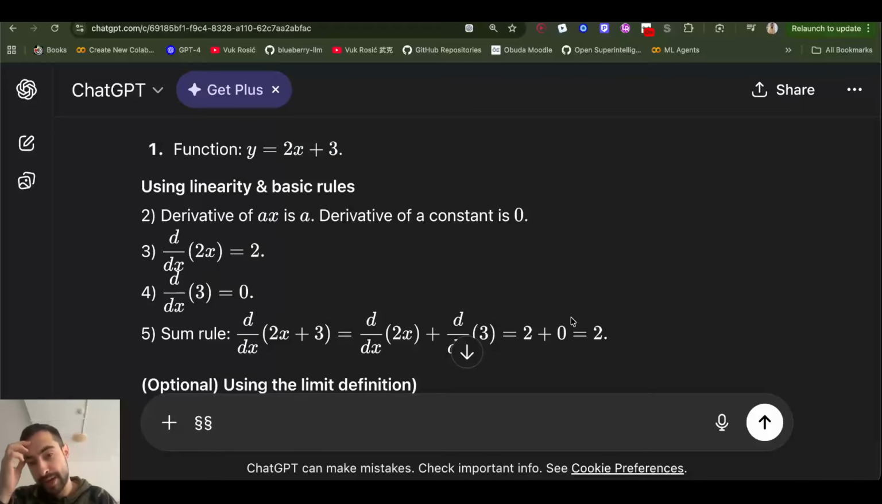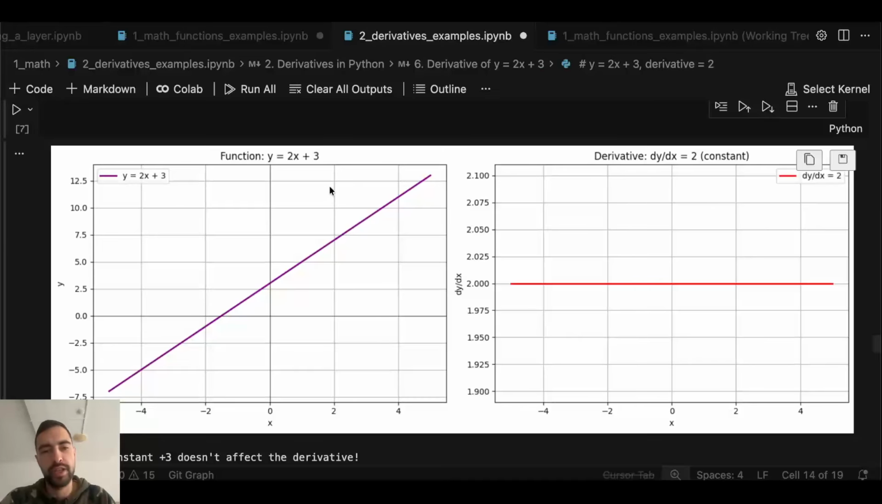So you can practice this. This is done in high school, university. You can practice this yourself if you want, with ChatGPT or some other AI or YouTube videos. And I can show it to you here. So the function is 2x plus 3. The derivative is 2. It's always 2 for any x. Whenever you increase x, the y will increase by 2 times whatever the increase in x was in this function, because the derivative here is always 2.